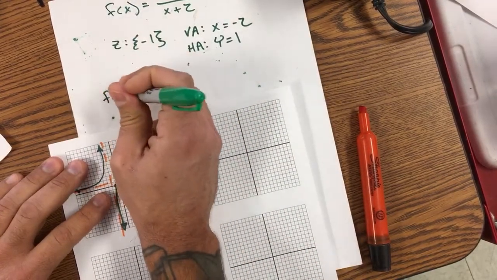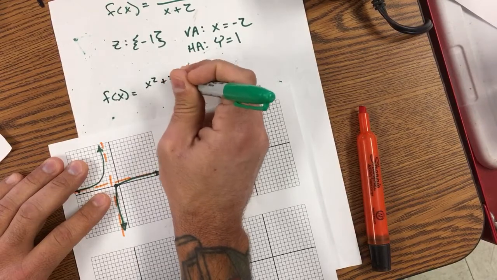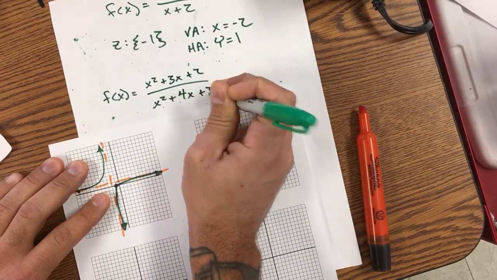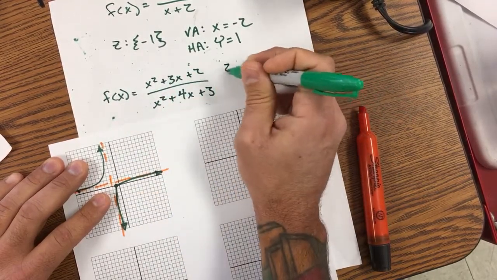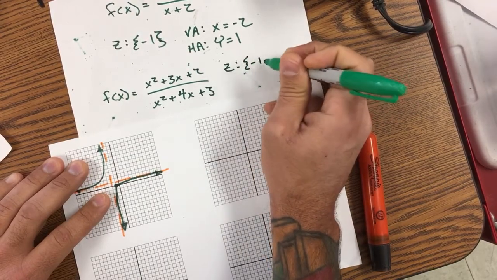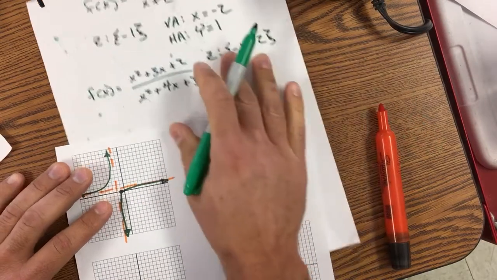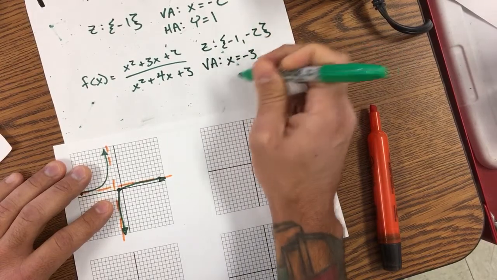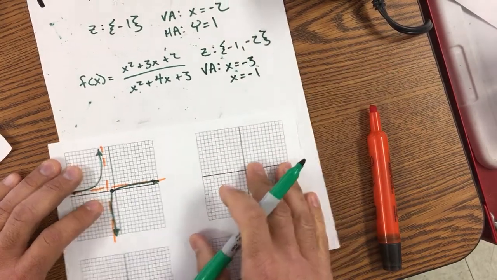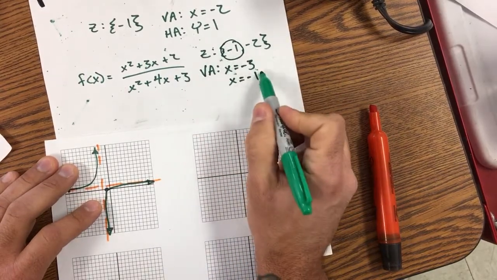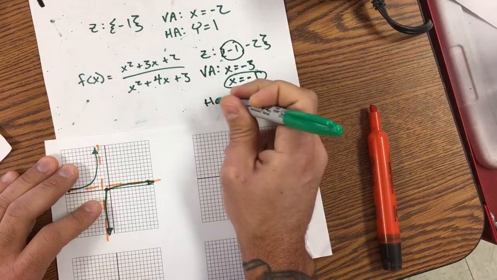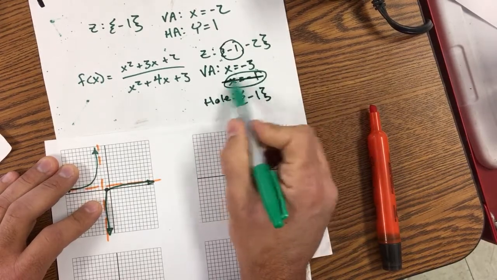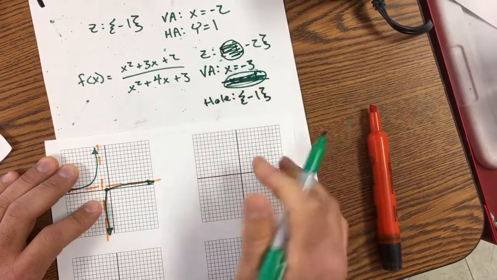If I have one that tells me f of x equals x squared plus 3x plus 2 over x squared plus 4x plus 3, zeros come from the top, so I'm going to have zeros of -1 and -2. Vertical asymptotes come from the bottom, so I'm going to have a vertical asymptote at x equals -3 and x equals -1. Now I notice right away that I have the same number, so that's going to be a hole at -1. And what the hole does is it actually cancels this out, that's no longer an asymptote, and cancels this out, that's no longer a 0.